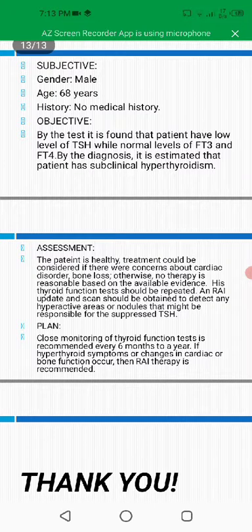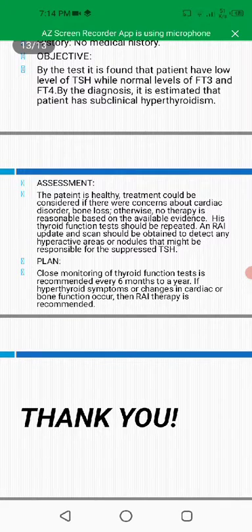Now, the subjective of the case study: gender is male, age is 68 years old, history is no medical history. Objective: by the tests, it is found that the patient has a low level of thyroid stimulating hormone while normal levels of FT3 and FT4. By the diagnosis, it is estimated that the patient has subclinical hyperthyroidism. Assessment: the patient is healthy. Treatment could be considered if there were concerns about cardiac disorder or bone loss. Otherwise, no therapy is reasonable based on the available evidence.